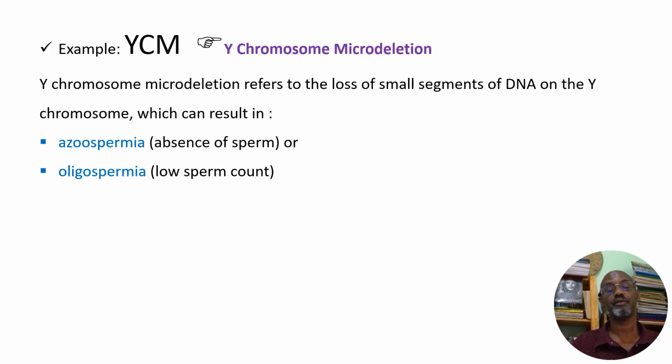Azoospermia refers to absence of sperm. If you have Y chromosome microdeletion, you will suffer from azoospermia, or absence of sperm, an inability to produce sperm cells, or oligospermia. You may produce a very small number of sperm cells. Therefore, your fertility reduces. In azoospermia, you lose your fertility totally. In oligospermia, your ability to fertilize the egg of the female is partially lost.